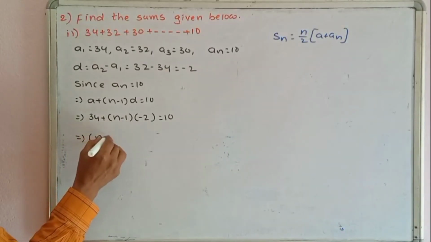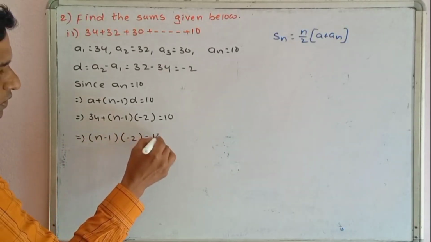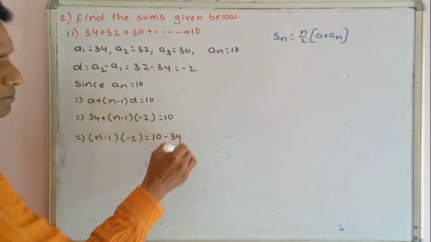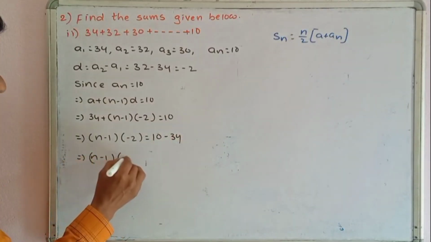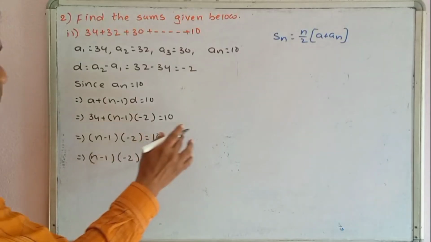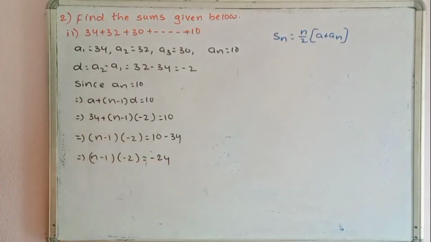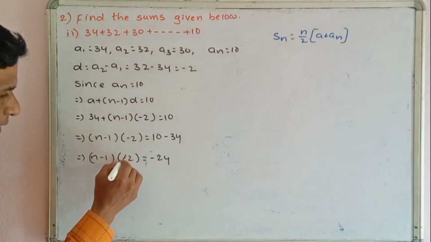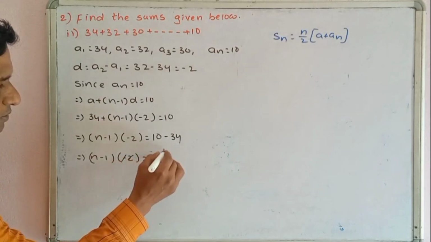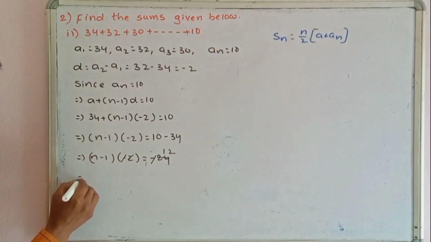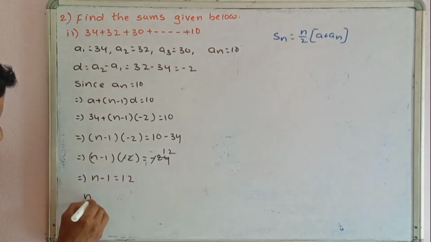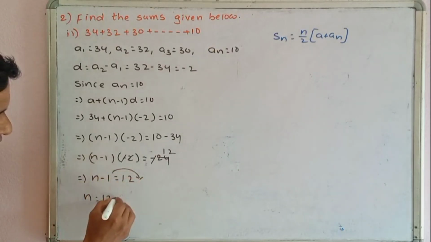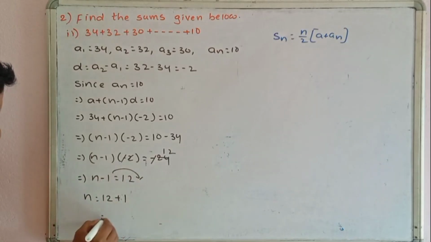So (n minus 1) into minus 2 equals 10. 34 transposes to the right side as minus 34. So (n minus 1) into minus 2 equals 10 minus 34, which is minus 24. Now minus minus cancel. 2 how many times? 12 times. Therefore n minus 1 equals 12. n equals 12, minus 1 transposes to the right side as plus 1. 12 plus 1 is 13. Therefore n equals 13.